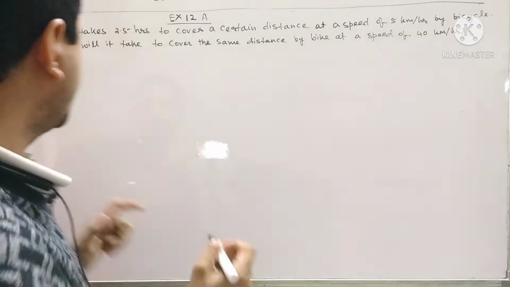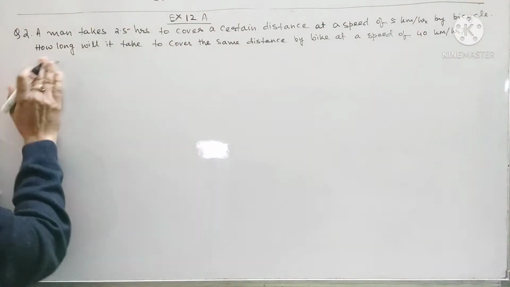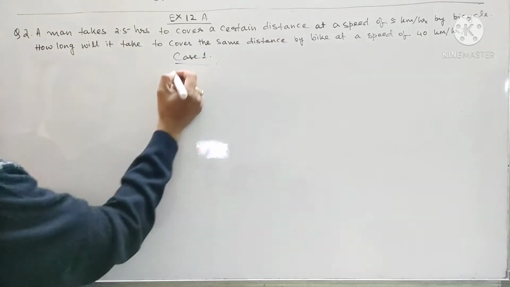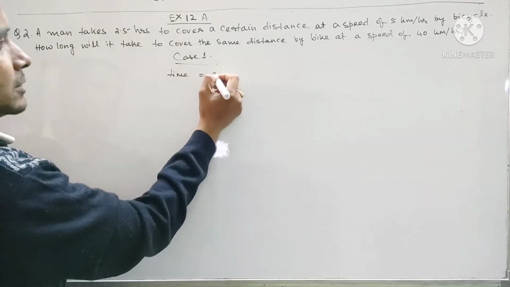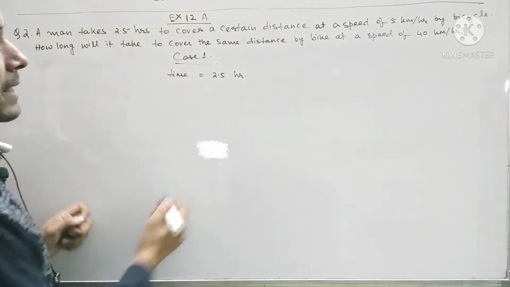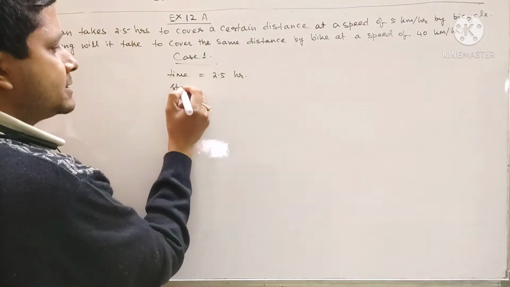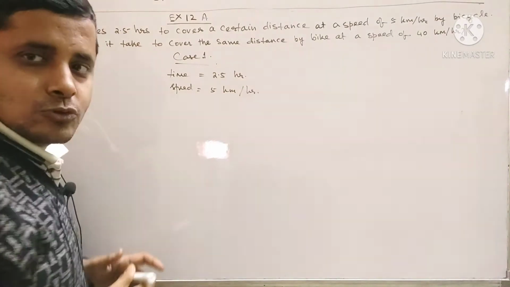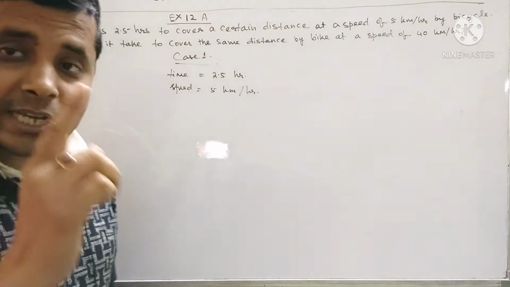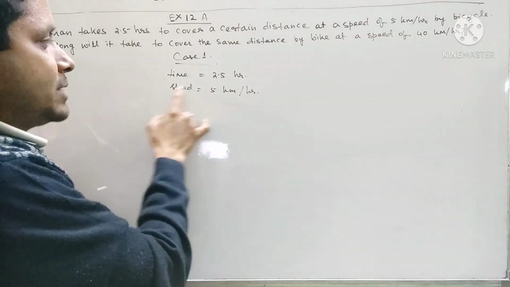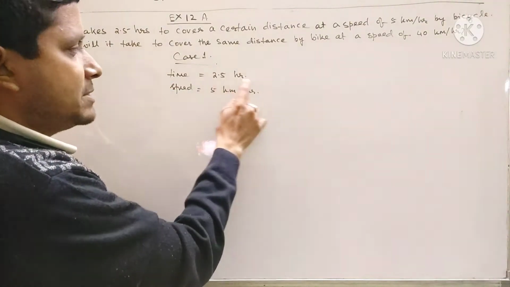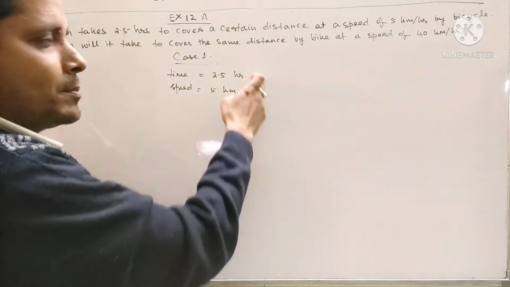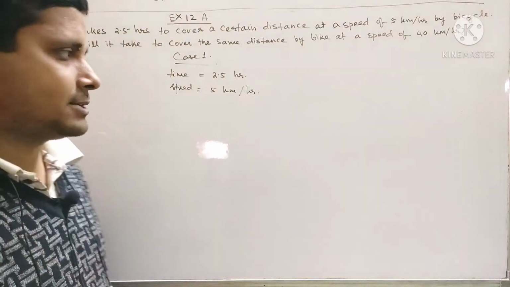Very interesting question. So first we will write case 1. In case 1, what was the time taken? Time taken is equal to 2.5 hours. And what was the speed? Speed is equal to 5 km per hour. Students, please take care that time and speed should have compatible units. Here time is in hours and speed is in kilometer per hour, so both are compatible. We have to check that every time.